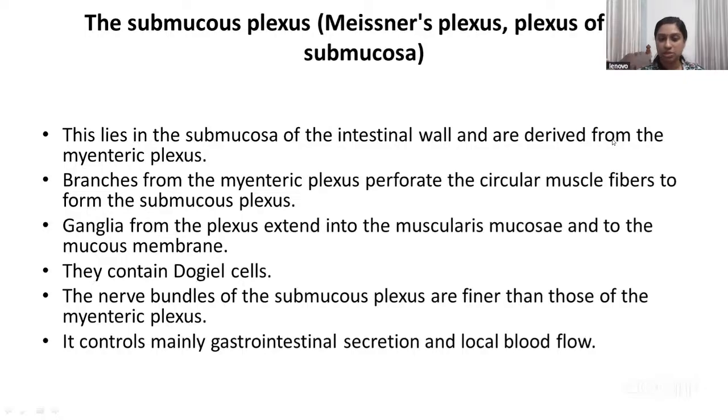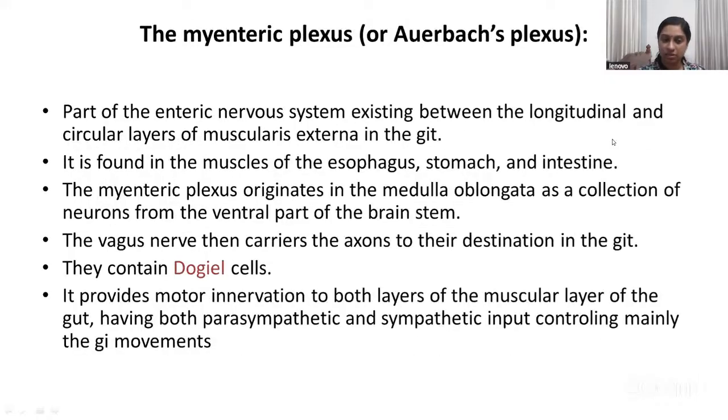And the nerve bundles of the submucous plexus are finer. When compared to the myenteric plexus, these fibers are smaller or finer, and the Meissner's plexus controls mainly the gastrointestinal secretion as well as the local blood flow. Whereas the myenteric layer provides the motor innervation because it is located between the muscles, and hence it provides the motor innervation to the muscular layer of the gut. It has both parasympathetic as well as sympathetic input.